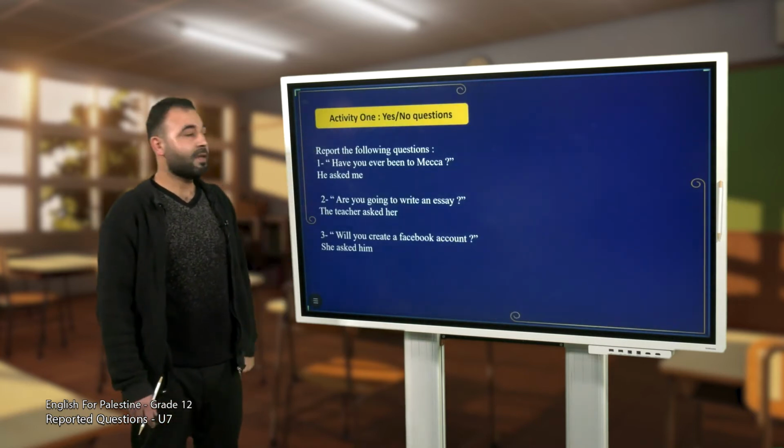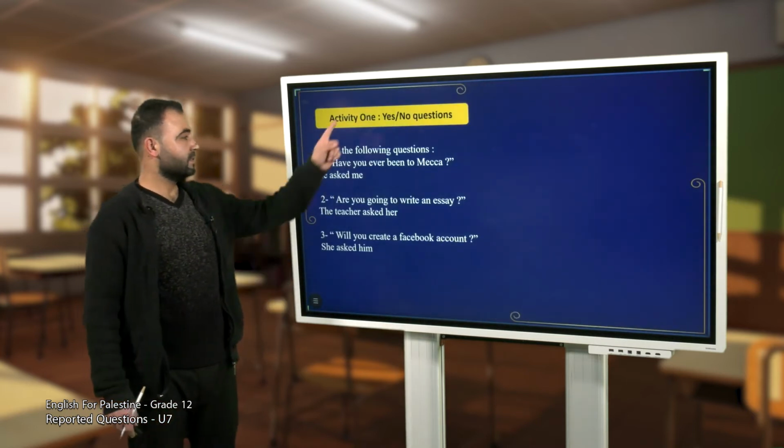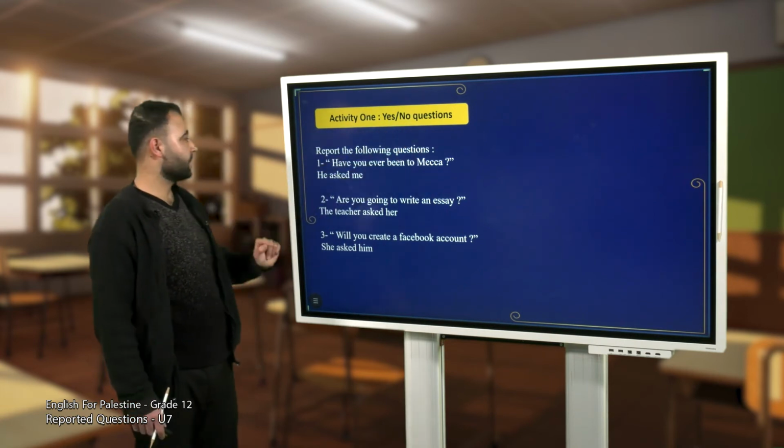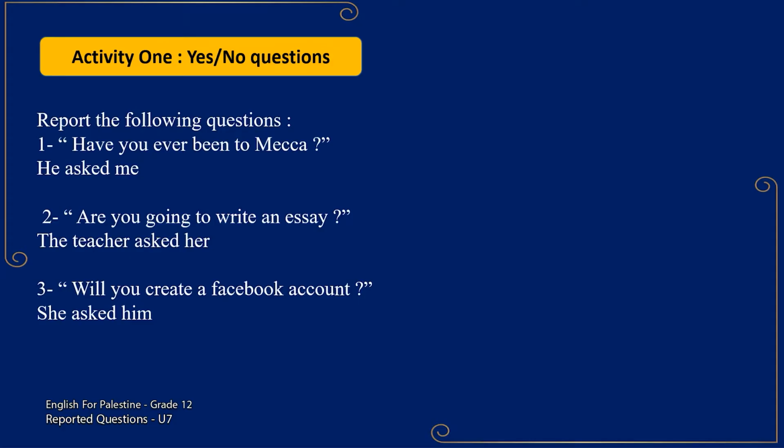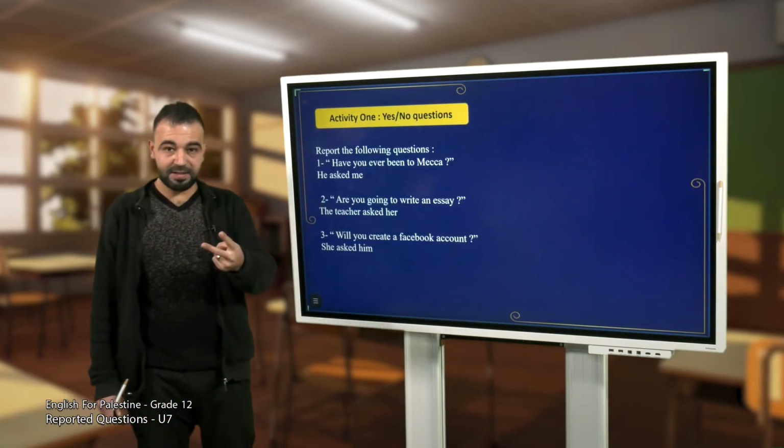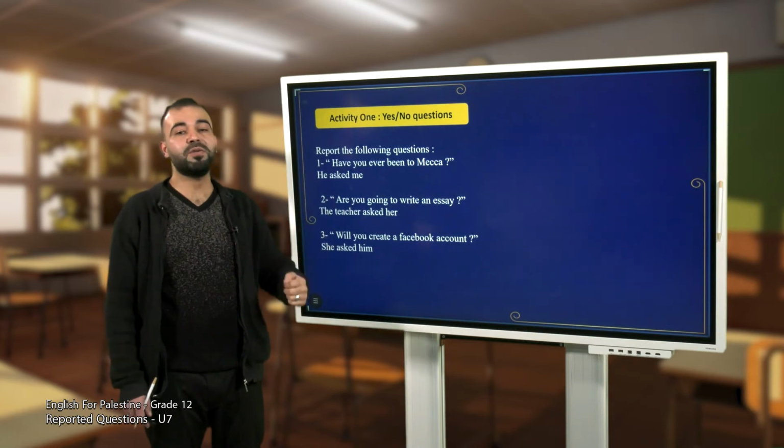Now, activity 1. Yes, no questions. Report the following questions. 1. Have you ever been to Mecca? He asked me. Number 2. Are you going to write an essay? The teacher asked her. Number 3. Will you create a Facebook account? She asked him. Please, 2 minutes and try to report them.